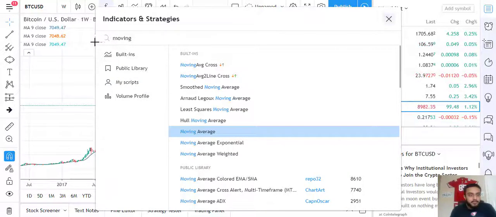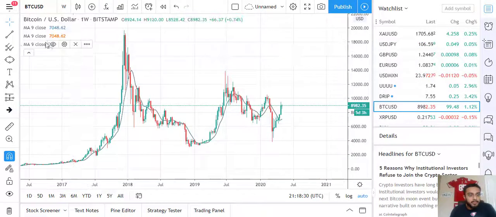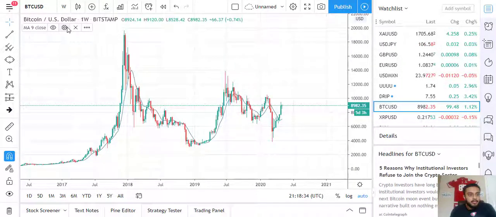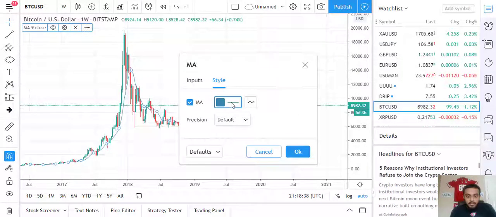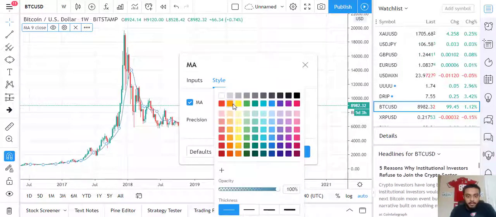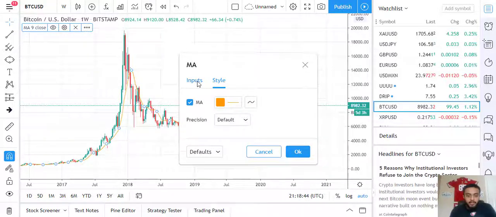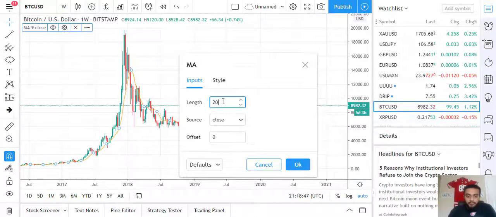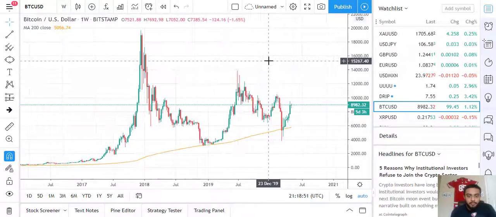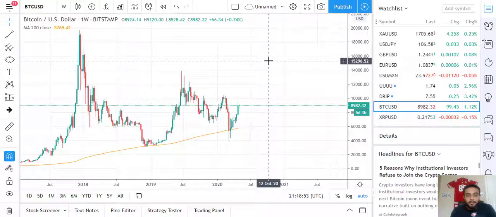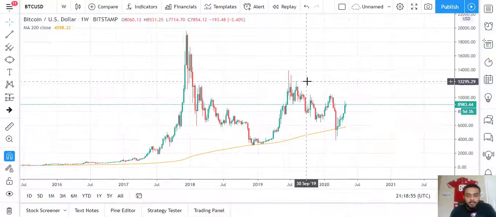So let's close this out. I accidentally opened too many. Let's close these out, and then change the settings on this one. I like to make it yellow or orange, whatever you want. You can make it whatever color you want, it doesn't matter. And make this 200. Perfect.